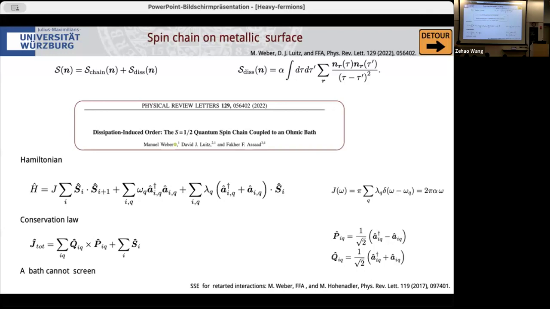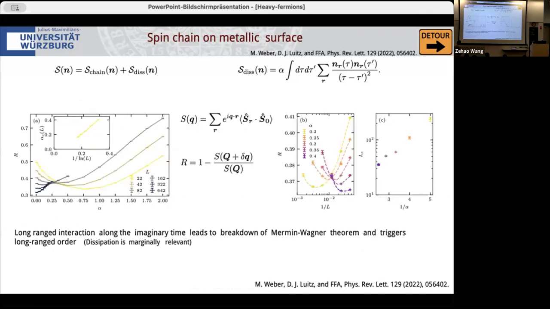And so the question is what will happen. So these are the results. It's one of these things where numerics turns out to be very hard because you're looking at something marginal. When you're looking at something marginal, you have to have huge lattices to see what can happen.